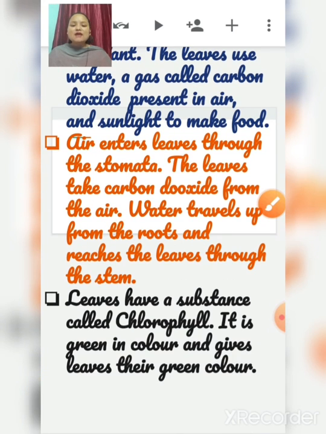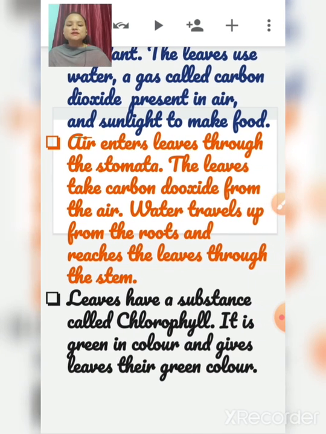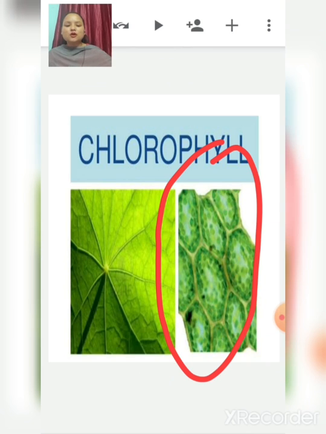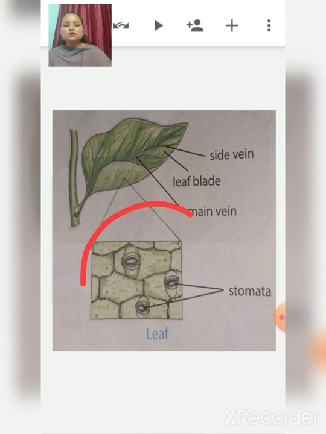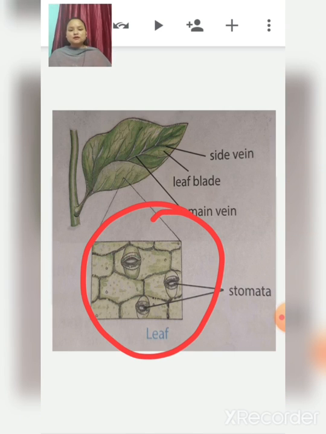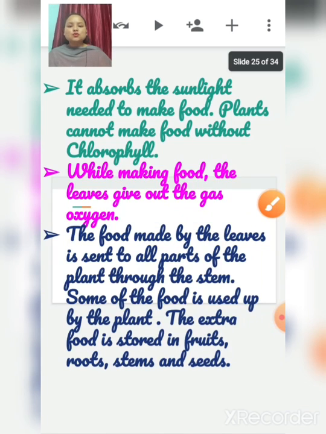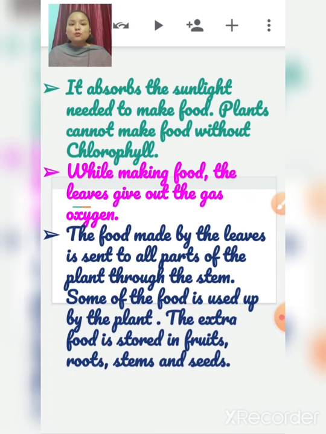Okay, now leaves have a substance called chlorophyll. Chlorophyll is a substance which gives green color to leaves. Chlorophyll is also very important in the process of making food. This is how it looks if you see it under a microscope, and this is what the stomata look like. Chlorophyll absorbs the sunlight needed to make food. Plants cannot make food without chlorophyll. Okay, chlorophyll is very important.